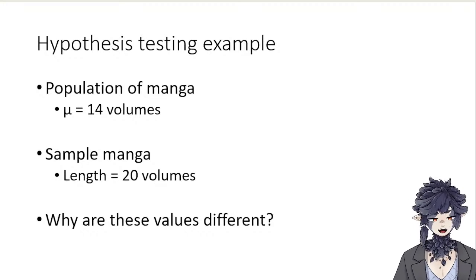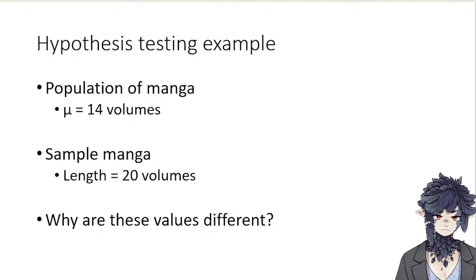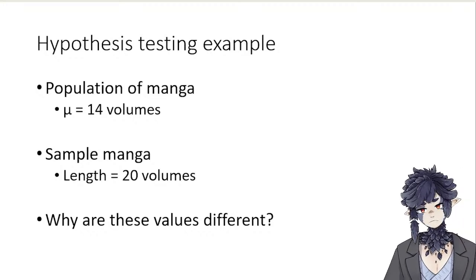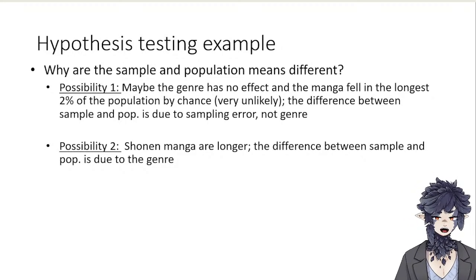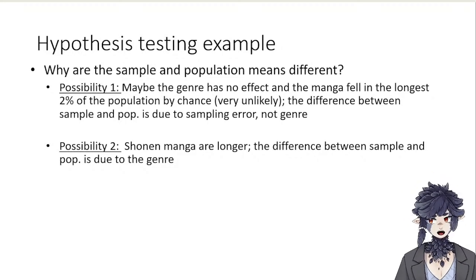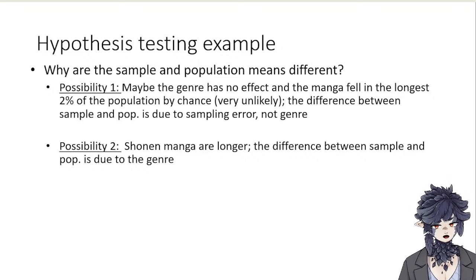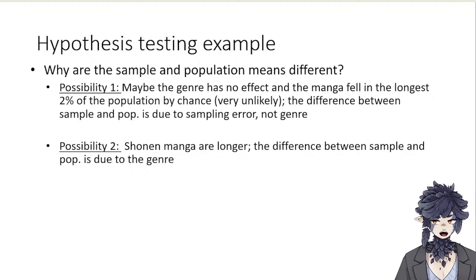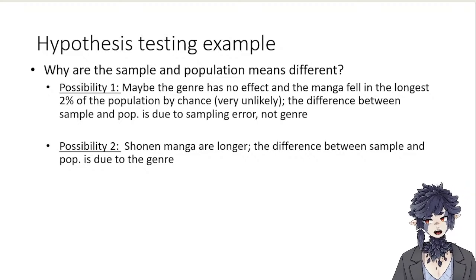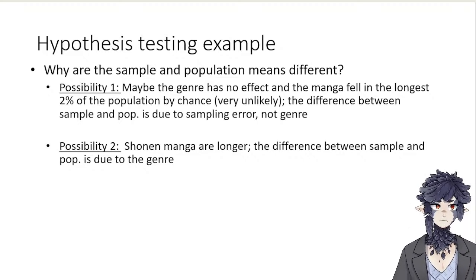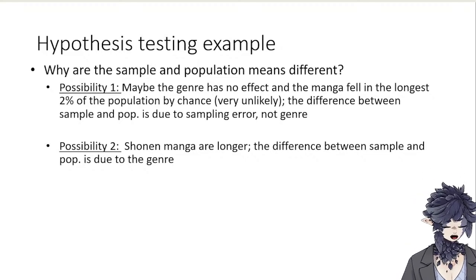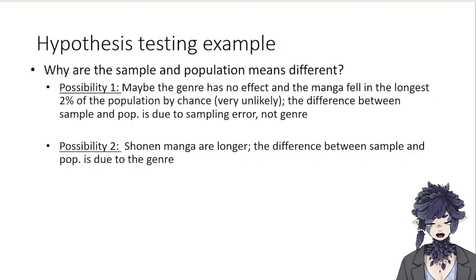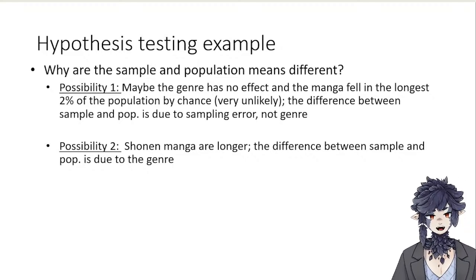Anyway, there's 2 reasons why the shonen manga in our sample might be on average longer than the manga in the general population. The first possibility is that maybe the genre, maybe the target audience has no effect on how long a manga is. And we just happen to randomly select 5 shonen manga that are really long, and we just happen to get a big difference, like 4 shonen manga being 4 volumes longer than general manga by coincidence. There's only a 2% chance, given the population, that this would have been a coincidence, but 2% chance is still a chance, right? So it's possible.